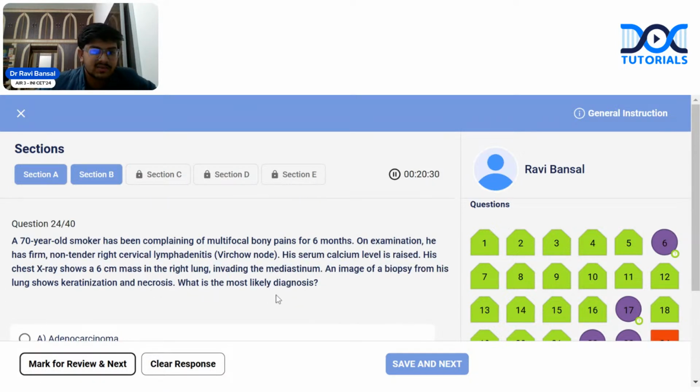What is the most likely diagnosis? One step question. A 70-year-old smoker complaining of multifocal bony pains for 6 months. On examination, a firm non-tender right cervical lymph node, virchow's lymph node. So definitely going in the direction of cancer. Serum calcium level is raised. His chest X-ray shows a 6 centimeter mass in the right lung, invading the mediastinum.